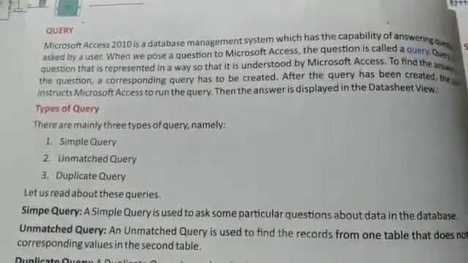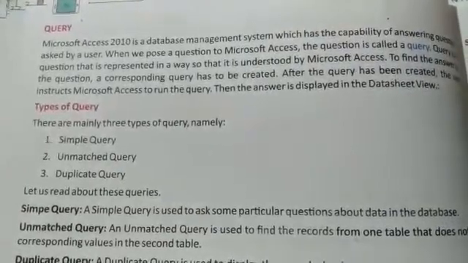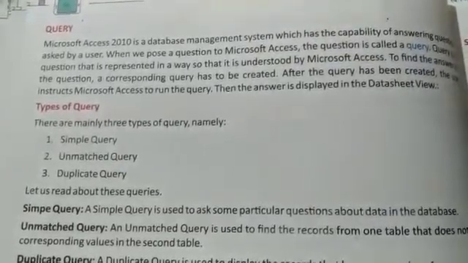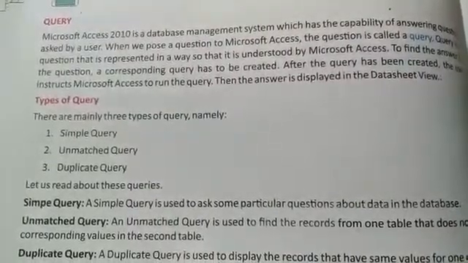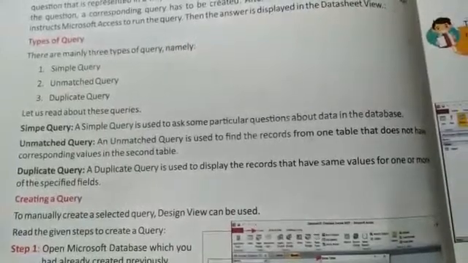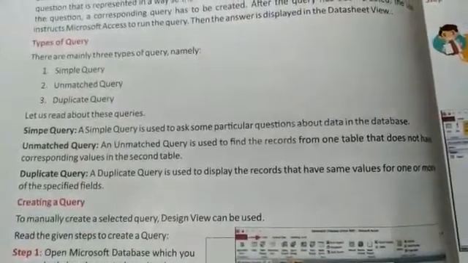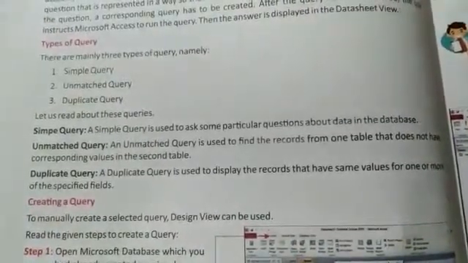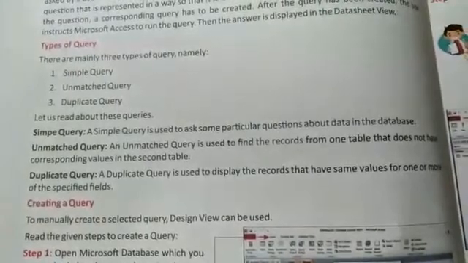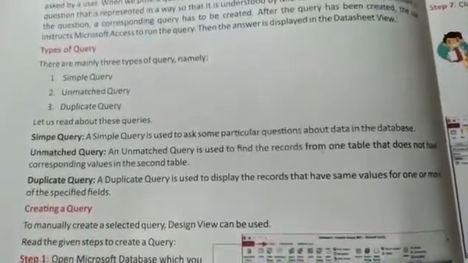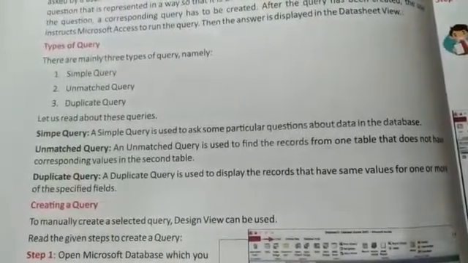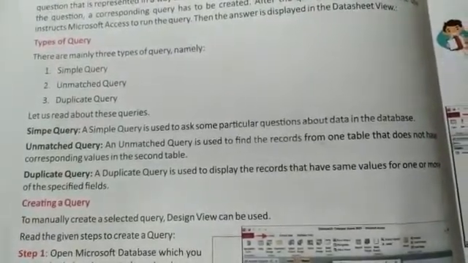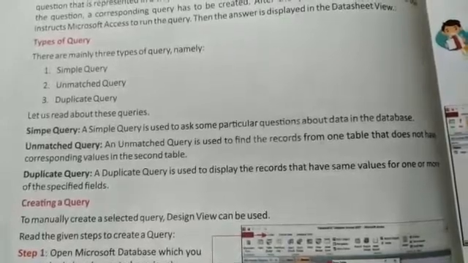These are the types of query. It has 3 main types. First is simple query, then unmatched query, then duplicate query. Simple query is used to ask some particular questions about data in the database. Unmatched query is used to find the records from one table that don't have corresponding values in the second table. Duplicate query is used to display the records that have the same values for one or more of the specified fields.